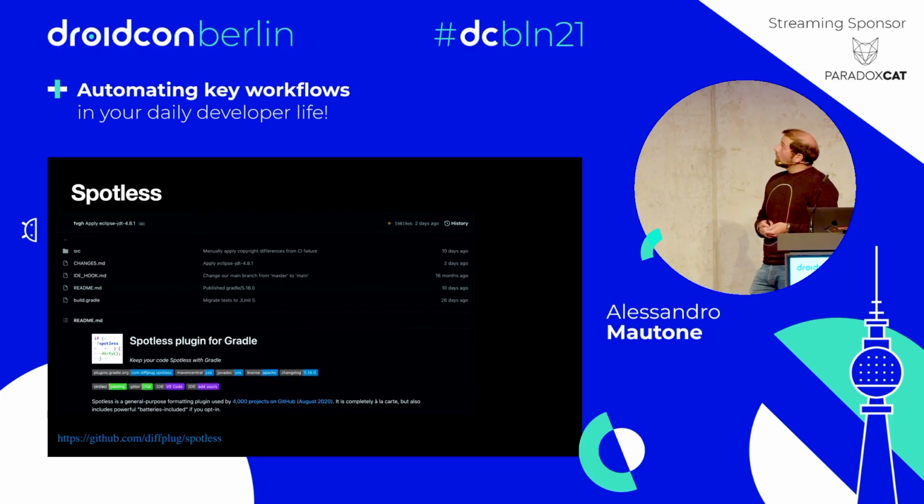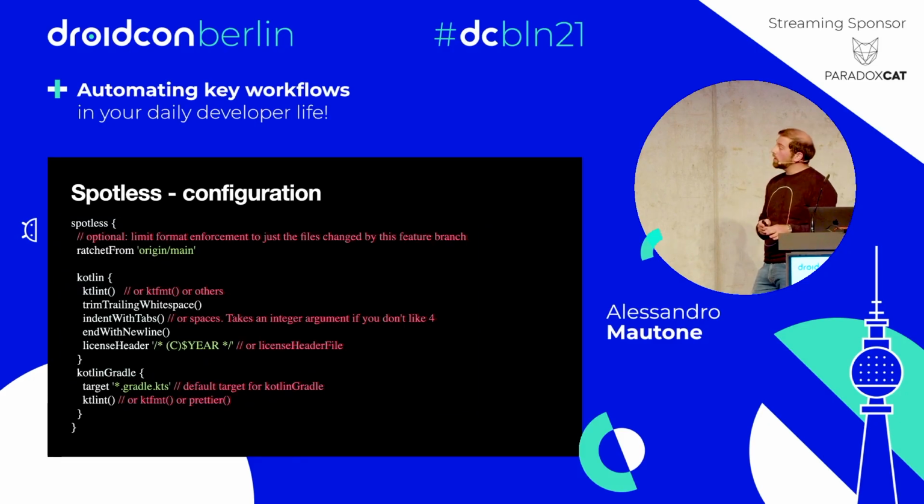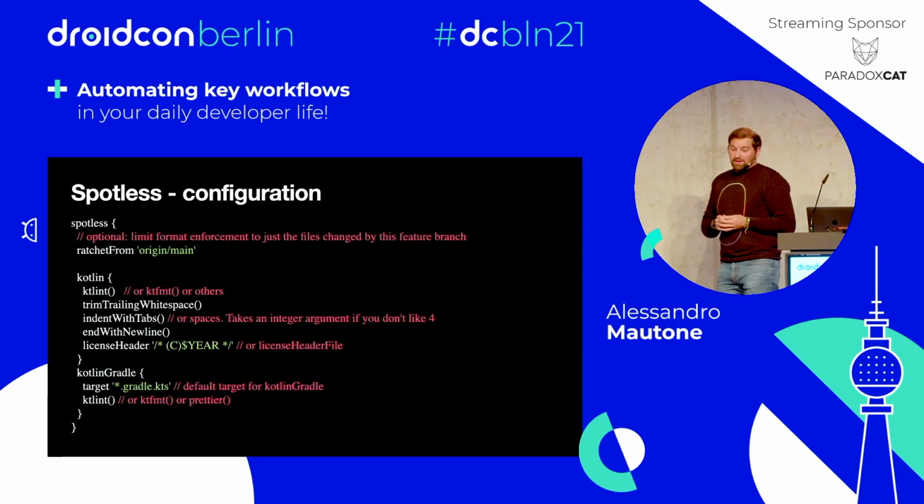Here, again, we have another tool that we use called Spotless. This is a tool where you can define formatting rules, and you can easily apply them in the code base. This works with a lot of languages, including Java and others. Here, we're going to go through a simple example for Kotlin, because I guess most of you are using Kotlin. First of all, this is the configuration.